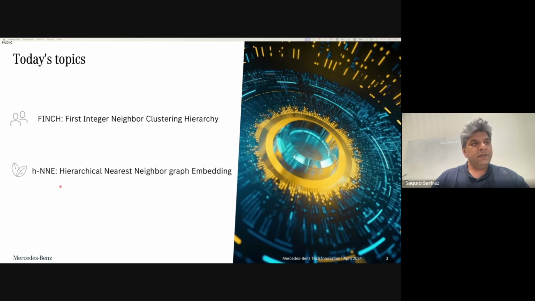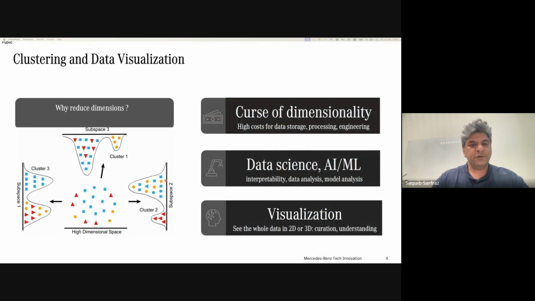And then we'll go a little bit deeper into how we can use this kind of clustering view to embed high dimensional data onto 2 or 3 dimensions. That algorithm is called hierarchical nearest neighbor graph embedding. So these are the 2 main topics today.